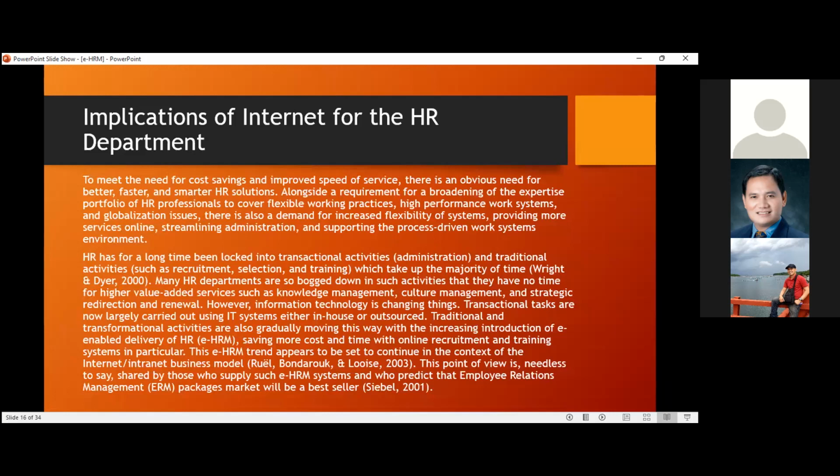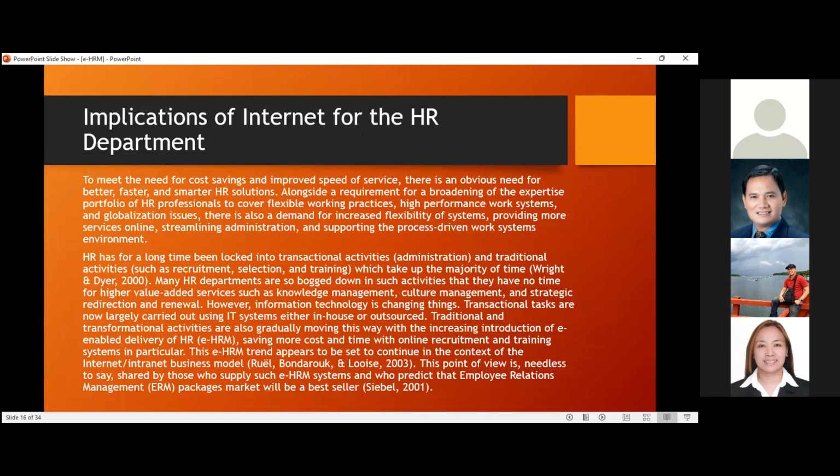However, information technology is changing things. Transactional tasks are now largely carried out using IT systems, either in-house or outsourced. Traditional and transformational activities are also gradually moving this way with the increasing introduction of technology-enabled delivery of HR, or EHRM, saving more cost and time with online recruitment and training systems in particular.